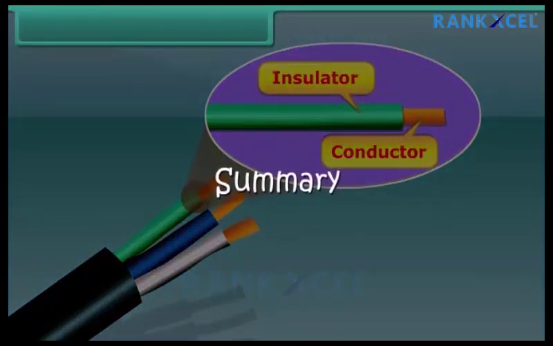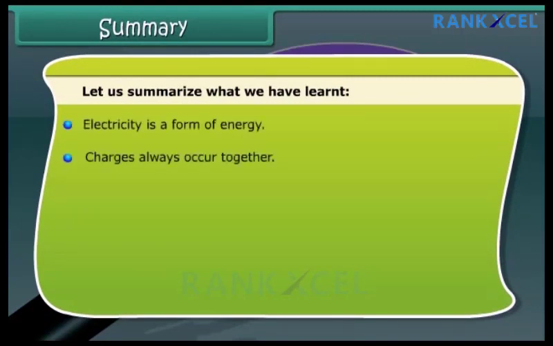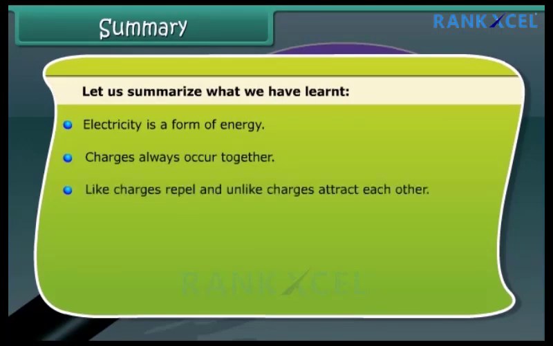Summary. Let us summarize what we have learned. Electricity is a form of energy. Charges always occur together. Like charges repel, and unlike charges attract each other.